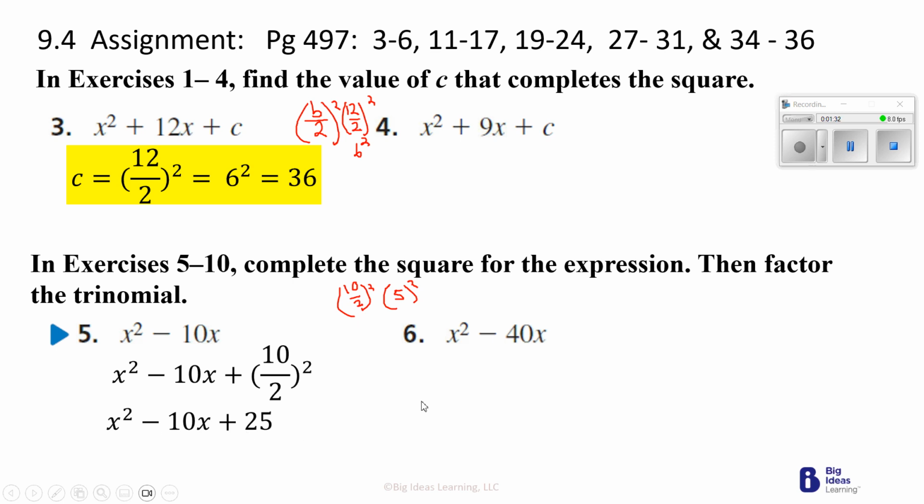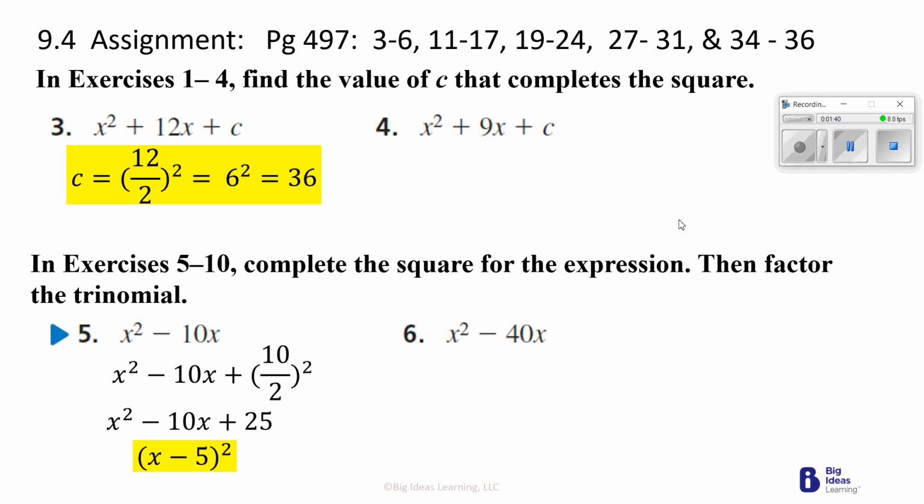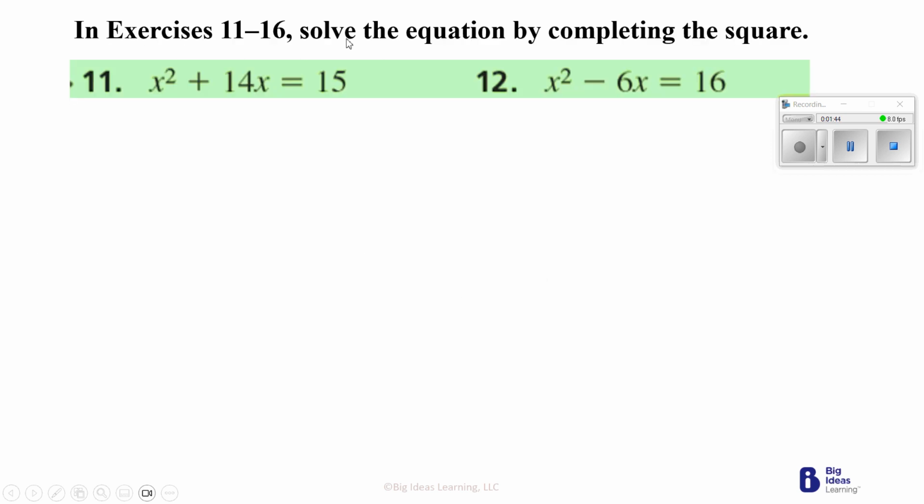All right. Number 6 is yours to do. Let's move on. Solve the equation by completing the square.